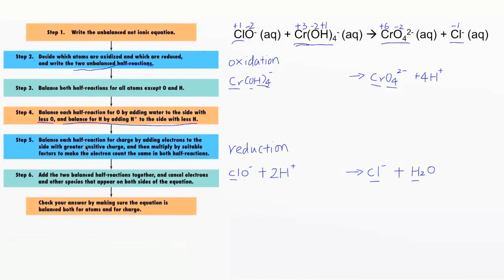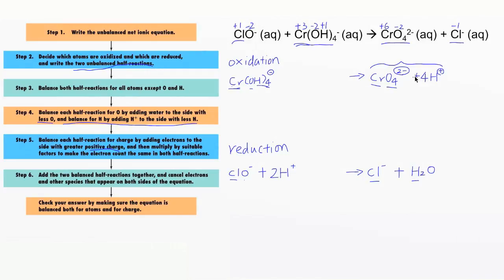The first part of step 5 is to balance each half reaction for charge by adding electrons to the side with greater positive charge. Let's do this for the two half reactions. On the reactant side of the oxidation half reaction, you have one negative charge. On the product side, you have two negative charges and four positive charges, because you have 4 protons, and each proton is positive 1 charge, so the total is 4 positive charges. Now, the overall charge of the product side would be positive 2.